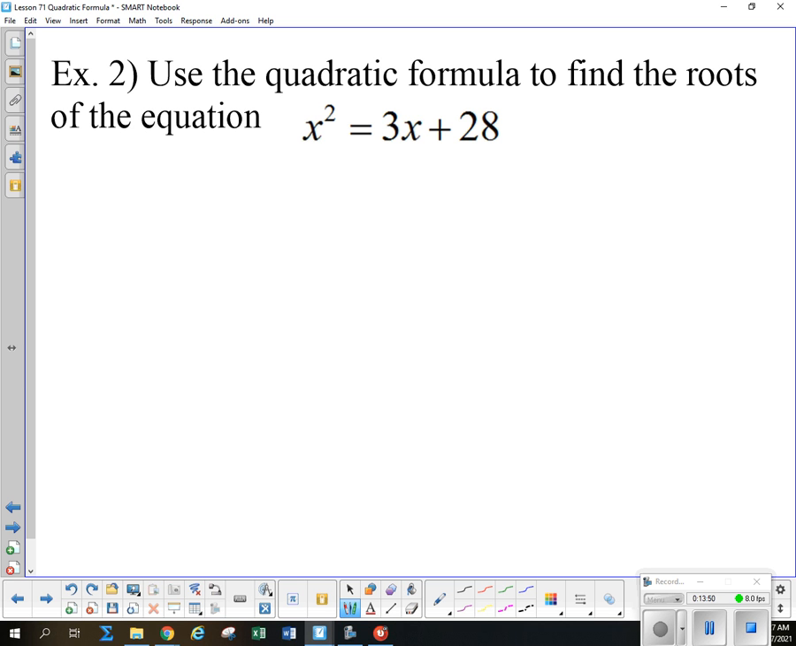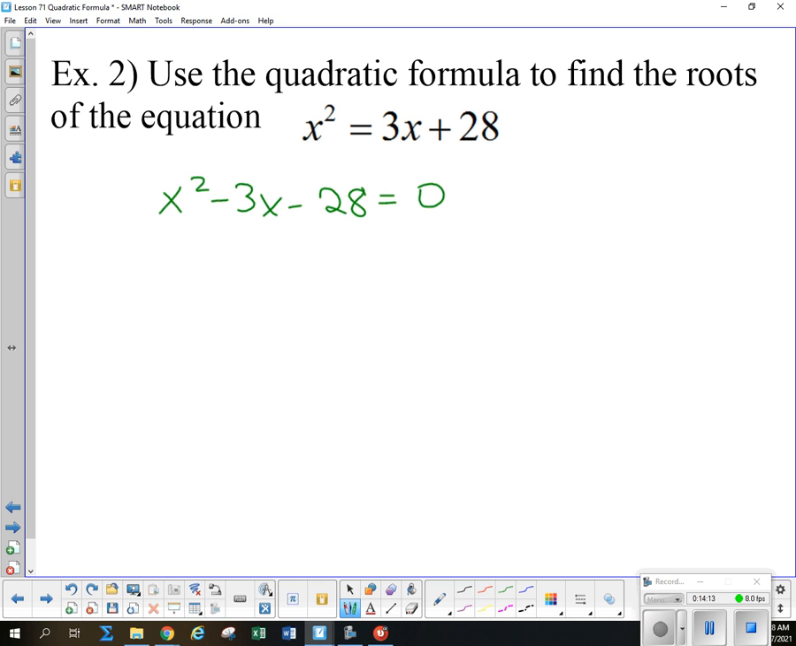Maddie, what do you think? Maddie, Paul? What do we need to do first? Is everything in the right place? No, you need to move the 3x and 28 over so they're on the same side as the x squared. Excellent, thank you. So we've got to get it equals 0 is the first thing we check for. That means we need to change the signs of the other two things before we go on.